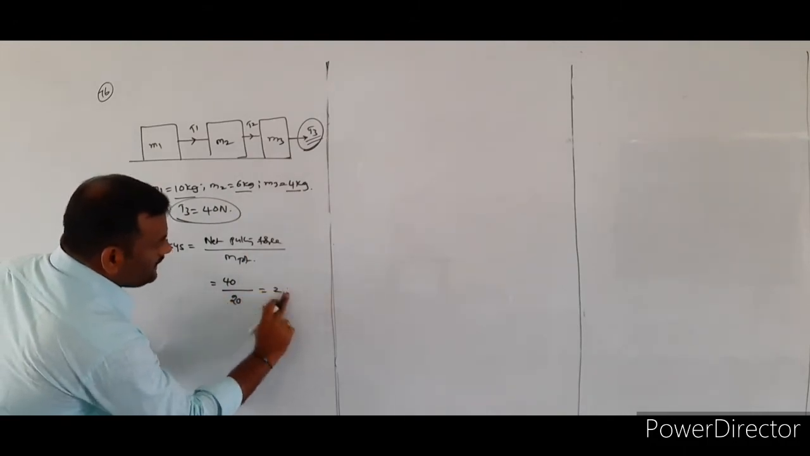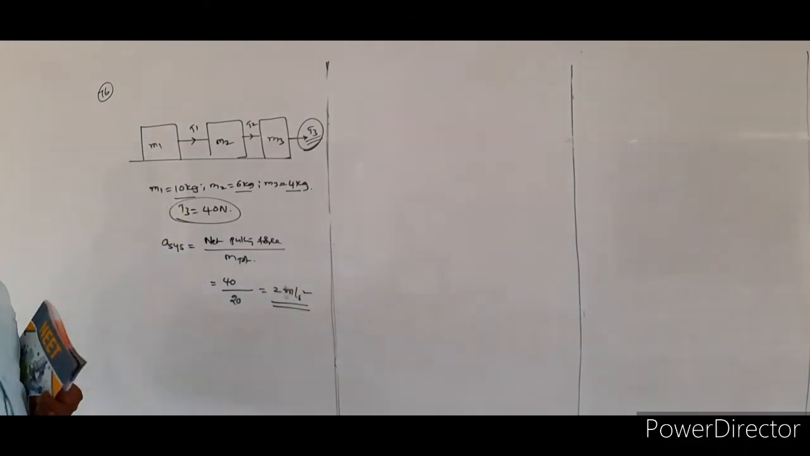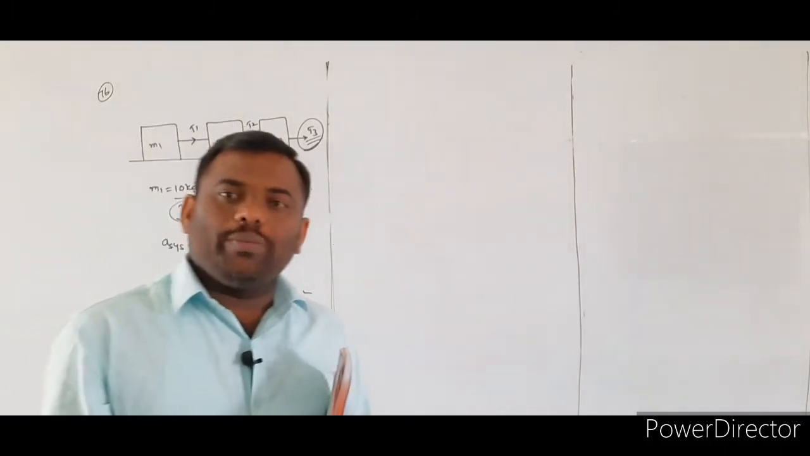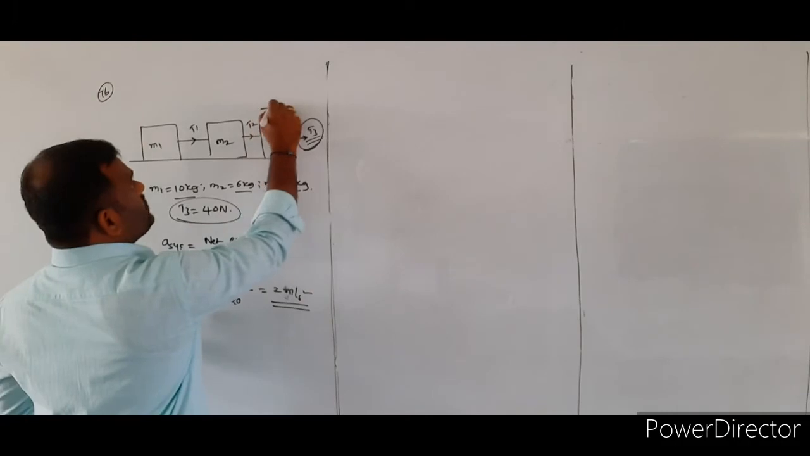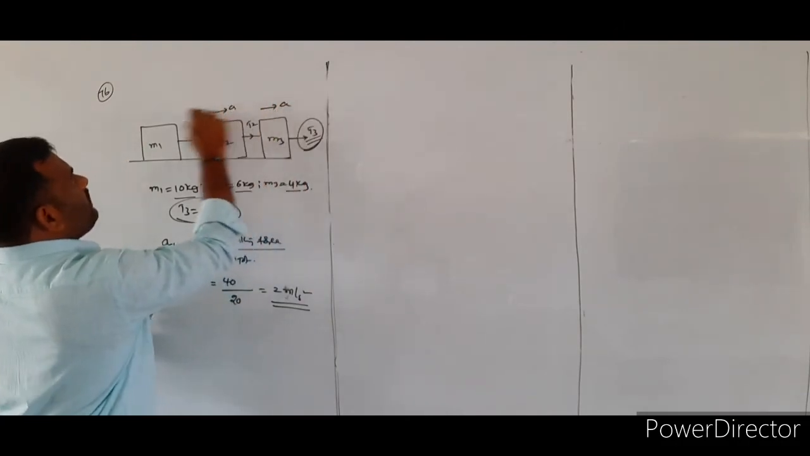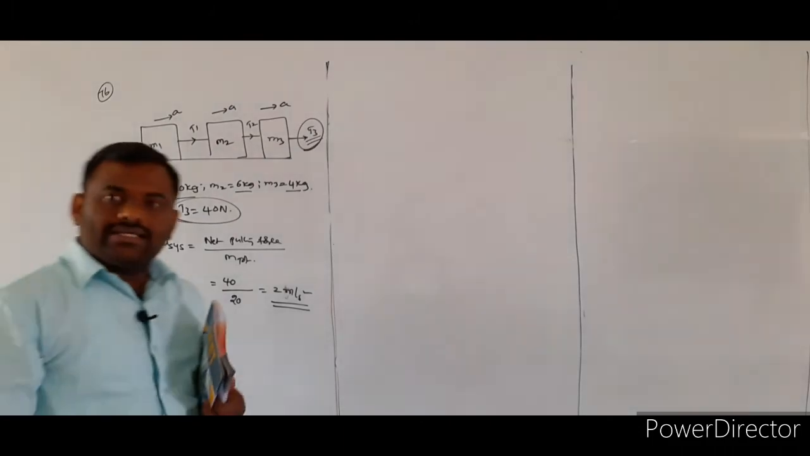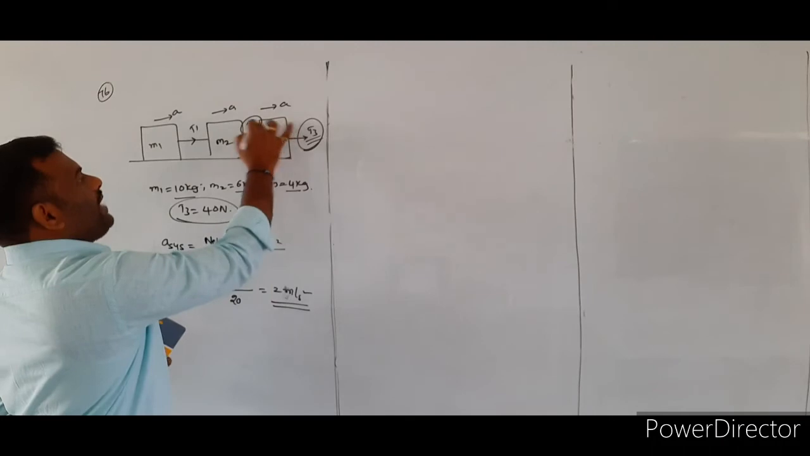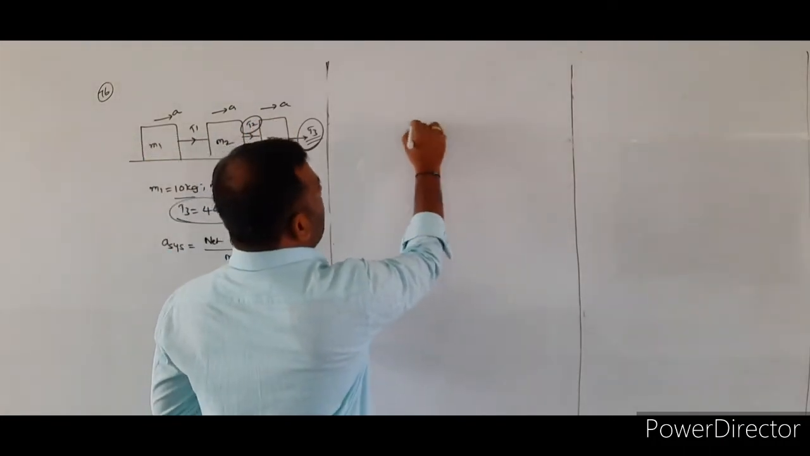So what is the acceleration of the system? The acceleration of the system is equal to 2 meter per second square. If the acceleration of the system is 2 meter per second square, each and every mass will be traveling with the same acceleration. Now, what value do I want to calculate? The T2 value. For that, I take the free body diagram of mass m3.